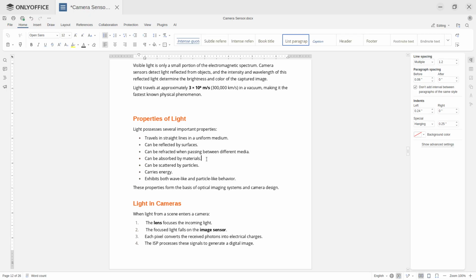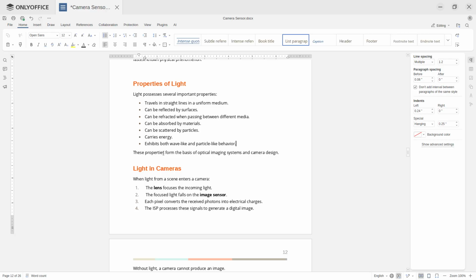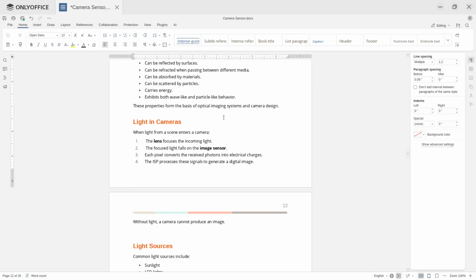It can be absorbed by materials, can be scattered by particles, carries energy, and exhibits both wave-like and particle-like behavior. These properties form the basis of optical imaging systems and camera design. Light in cameras.